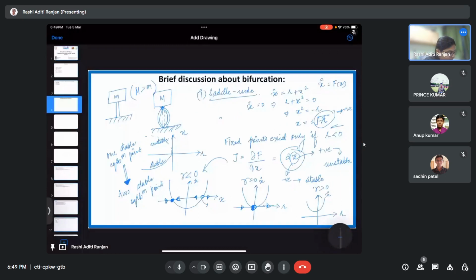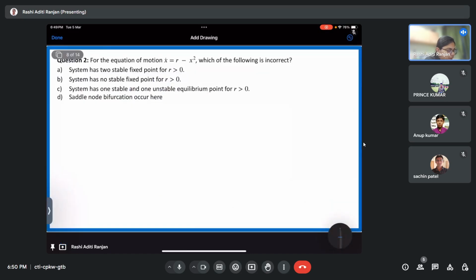There is a bit of a difference here. Here it is a minus. Okay. But this is a case of a saddle node bifurcation. How? We'll just see. So you have x dot is equal to r minus x square.